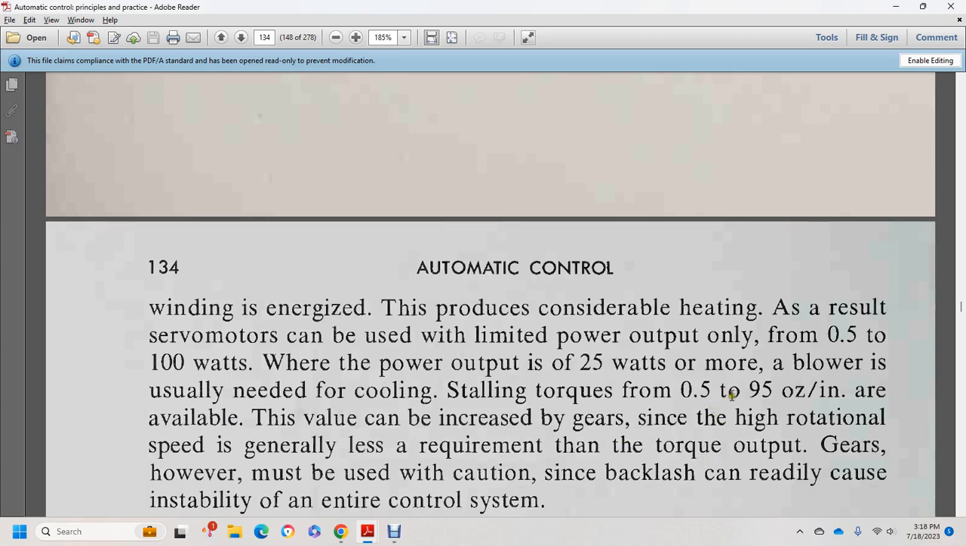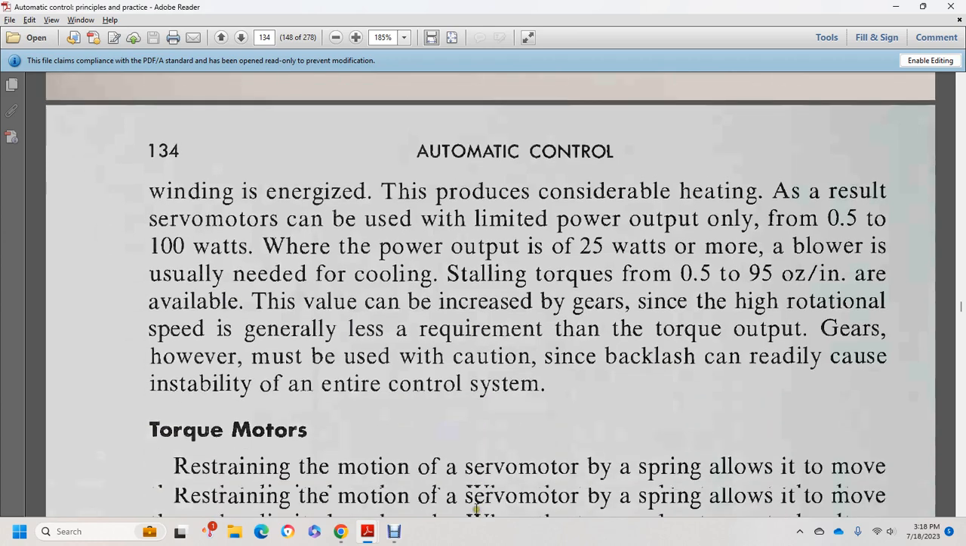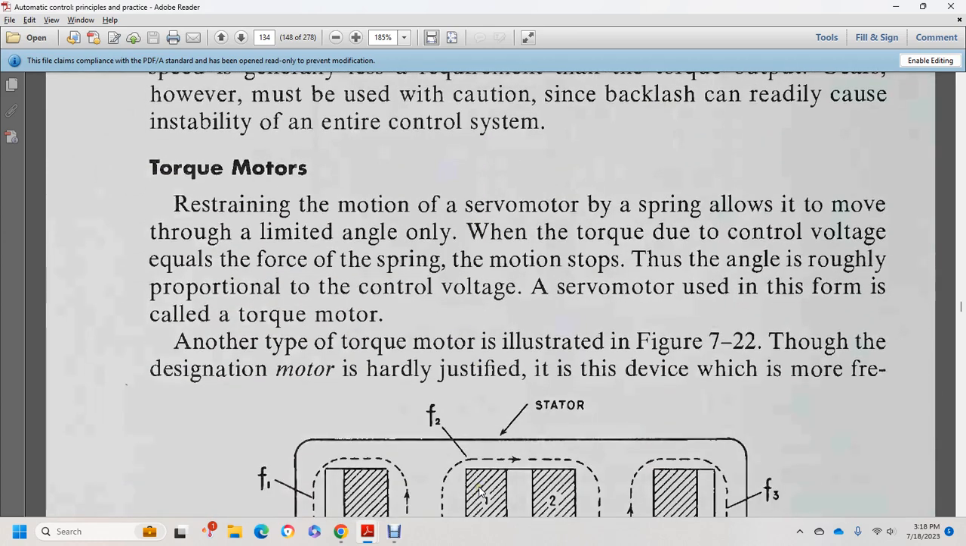Small torques from half to 95 ounces an inch are available and can be increased with gears, since a higher rotational speed generally lessens the torque output requirement. However, one must use caution, since the lack of it can readily cause instability of the entire control system. Alright, torque motors.